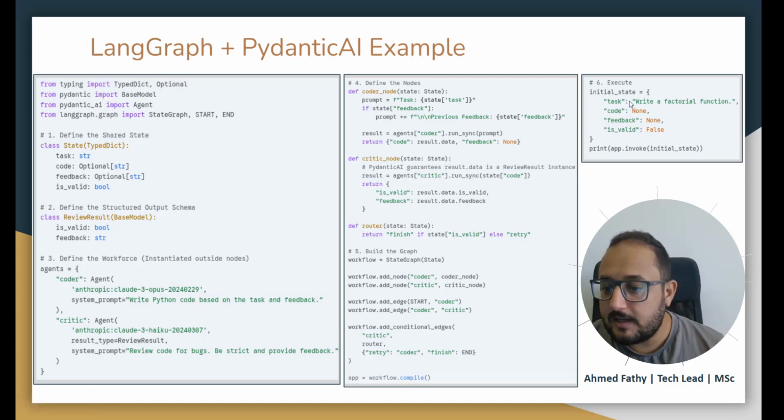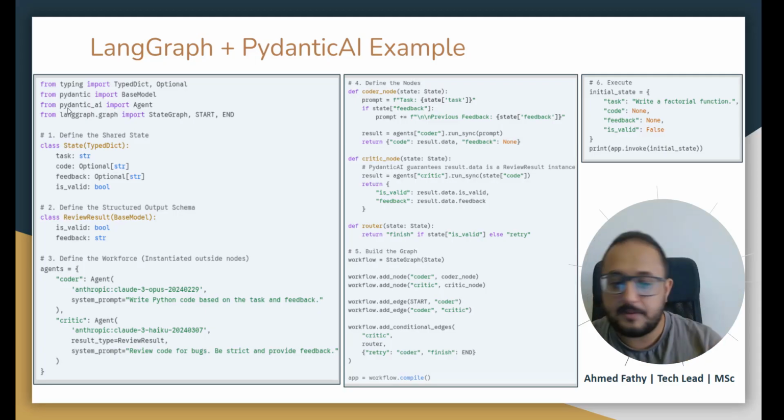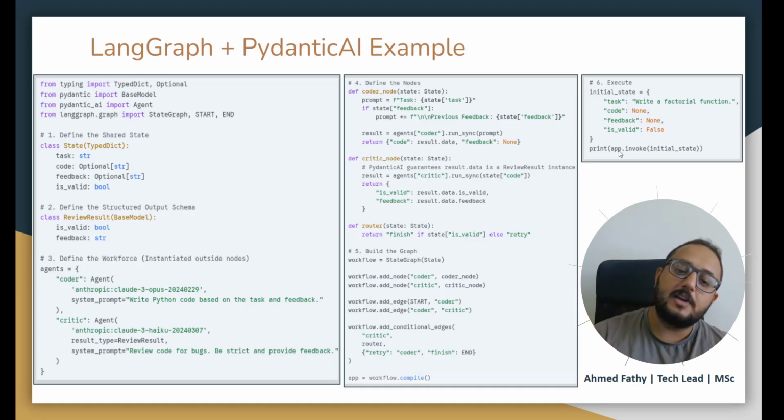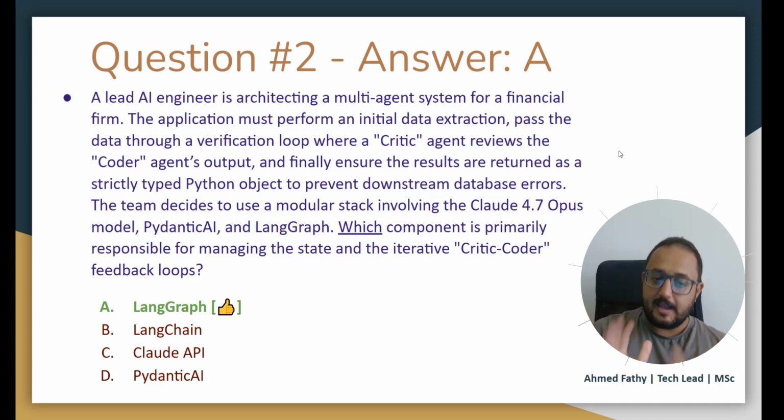Now the initial state is just this dictionary here. Remember here that we define the state as having those four parameters or four keys, which is the initial state that you use to invoke the app. Okay, this is a LangGraph plus PydanticAI example. So the answer to the question now is obviously A.